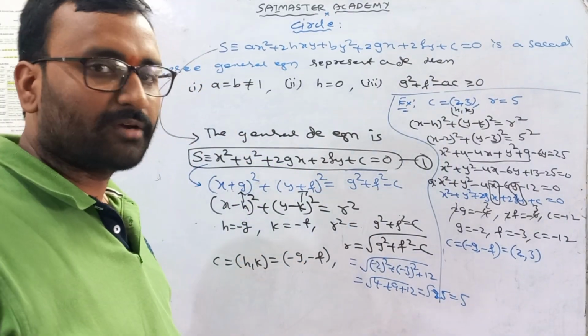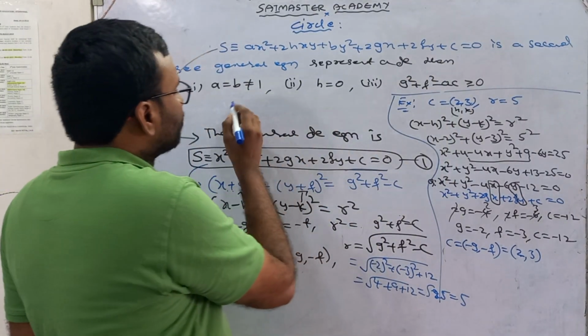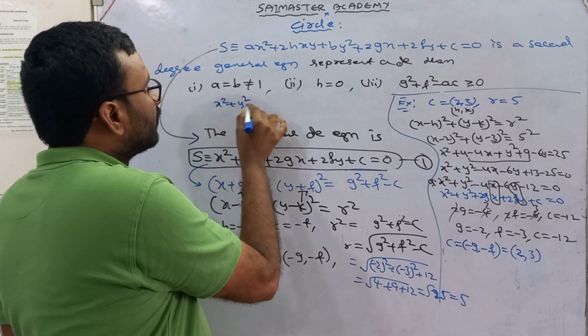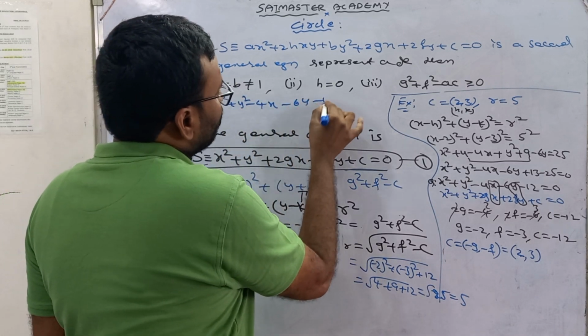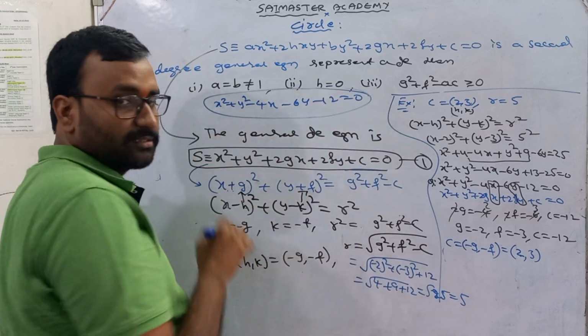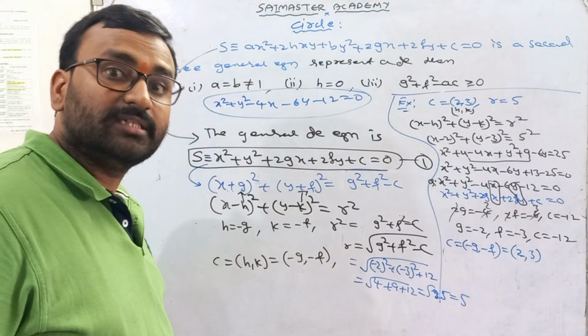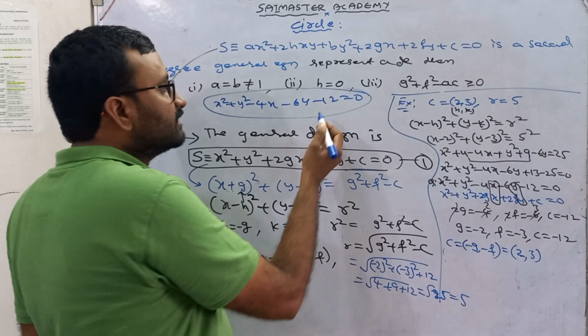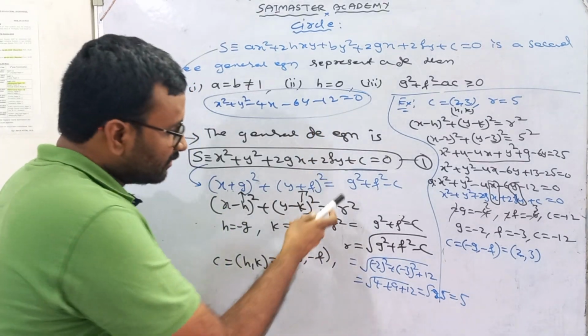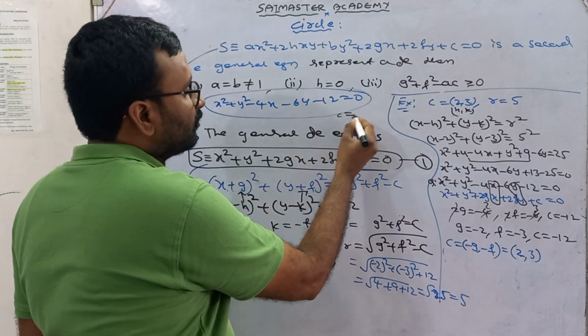And remember one more thing I will tell you. If given any circle equation, I am writing here x square plus y square minus 4x minus 6y minus 12 equal to 0. I am giving a circle equation. Directly we can say what is g, what is f, what is c. C we can say easily, c equal to minus 12, since in place of c we have minus 12.